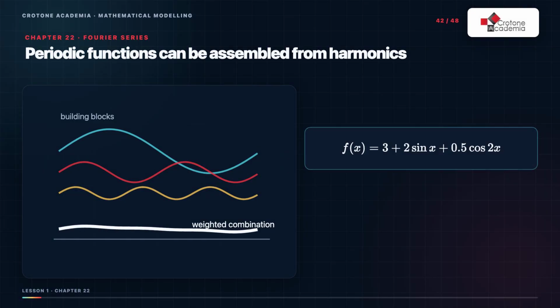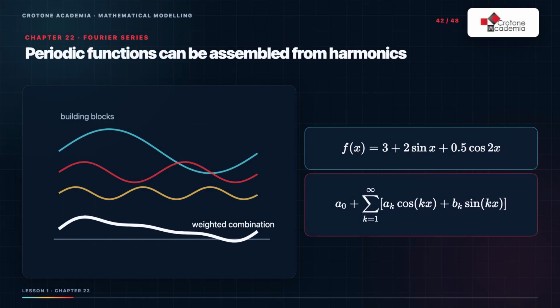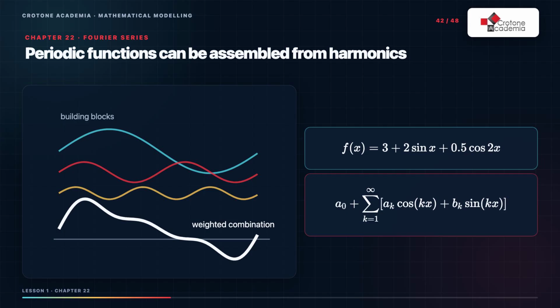Fourier series provides a second major analogy. Suitable periodic functions can be assembled from a constant, cosine waves, and sine waves at discrete harmonic frequencies. Consider f of x equals 3 plus 2 sine x plus 1/2 cosine 2x. First, draw the constant baseline 3, add the slower sine wave with amplitude 2, add the faster cosine wave with amplitude 1/2. The final periodic curve is their pointwise sum. Each coefficient controls the contribution of one harmonic building block.